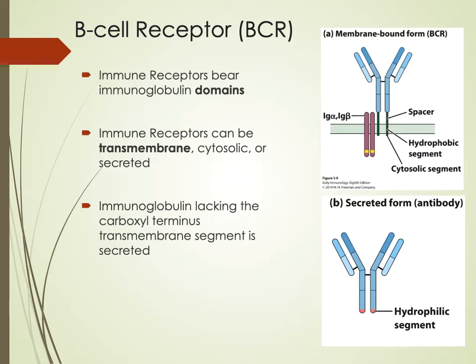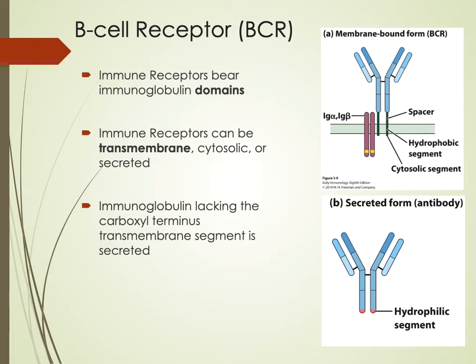So next we're going to look at the B-cell receptor, or the BCR. As I've mentioned, the B-cell receptor has the same structure as an antibody, so there are these immunoglobulin domains. If you look at our panels, in panel A, we see this membrane bound form, which is the BCR. Then on panel B, we have our secreted form, and so this would be our antibody. There is also a cytosolic form as it's being produced.